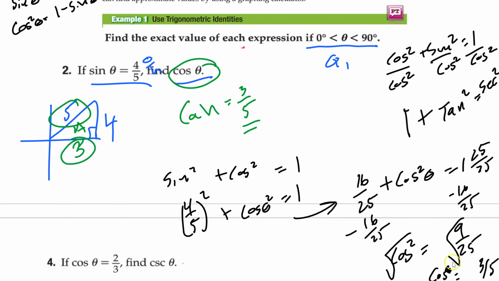So if you want to solve it using the trig identities, you just do sine squared plus cosine squared equals 1, plug it in and solve. I think the easier way to do it is just make a triangle. Make a triangle, figure out the sides, and there you go.